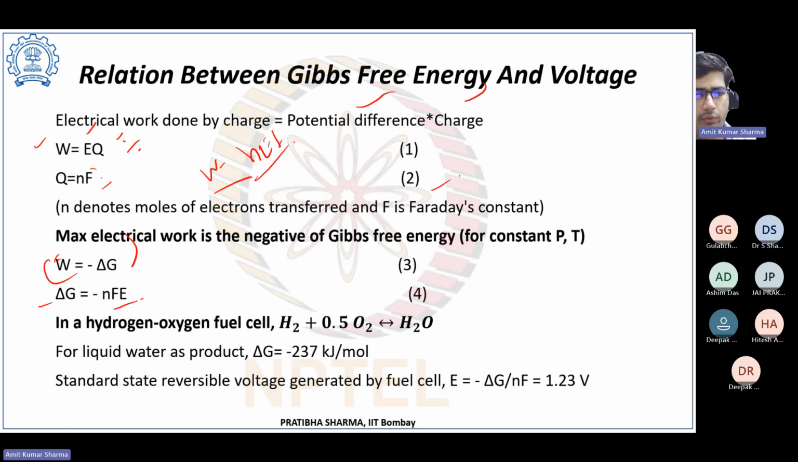In a hydrogen-oxygen fuel cell, the basic reaction is H2 plus half O2 giving H2O, the full cell reaction. The half cell reactions we have seen earlier. If you have liquid water as product, then delta G will be minus 237 kilojoule per mole. The standard state reversible voltage of this fuel cell you can calculate from E equals minus delta G upon NF, which comes to 1.23 volt.